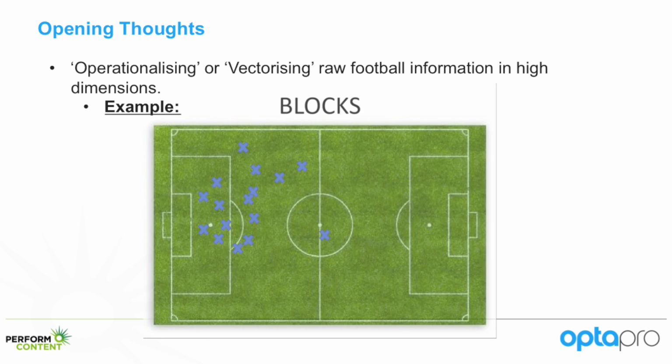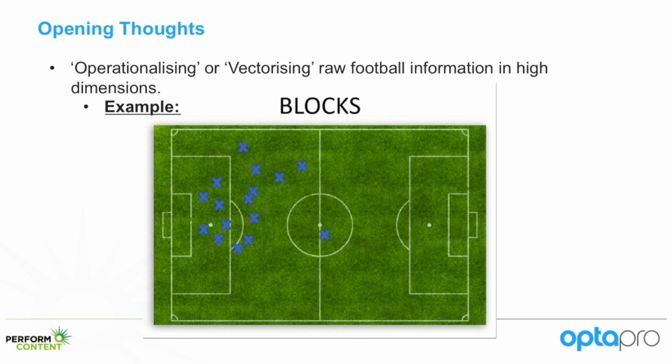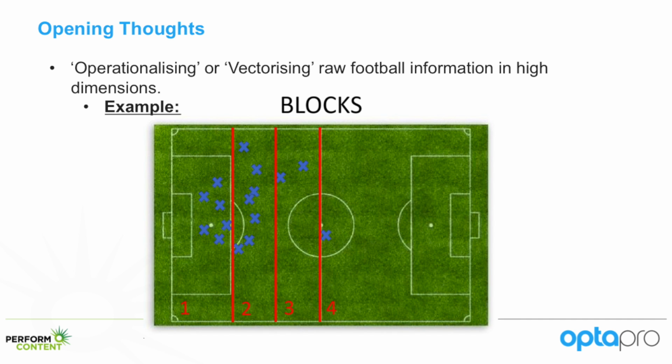Very easy example. Take players' blocks during a match. You can take this information and say something like, this player made 16 blocks in that match. And you're going to use that number 16 to do whatever sort of thing that you're planning on doing. But you could also easily just arbitrarily define 4 zones and now say something like, he had 1 block in zone 4, 2 blocks in zone 3, etc., etc.